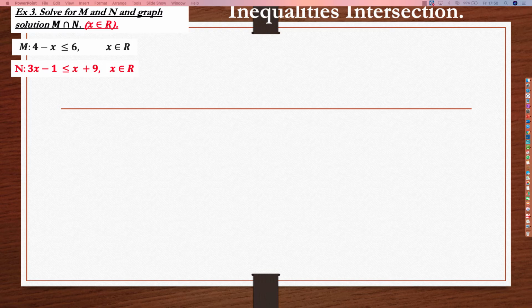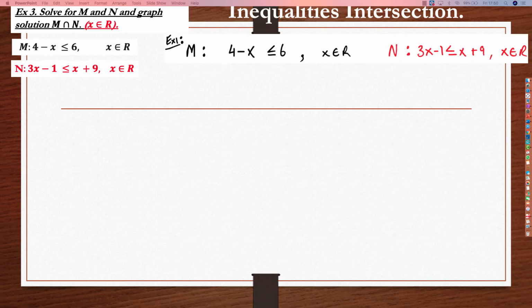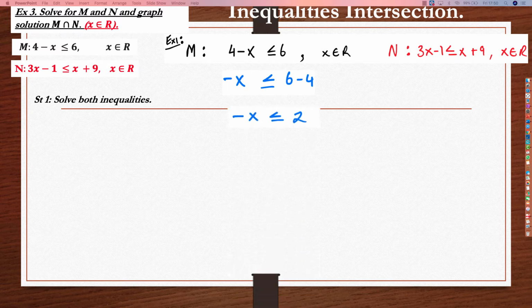Divide 1 minus 1 or multiply by 1. So with this one, it's 4 minus x is less than or equal to 6, and 3x minus 1 is less than or equal to x plus 9. So on the left, that's minus x is less than or equal to 6 minus 4, minus x is less than or equal to 2. I don't want minus x, I want plus x. So I multiply or divide by minus 1, whichever way you want to say it. Sign flips. Don't forget to flip your sign.